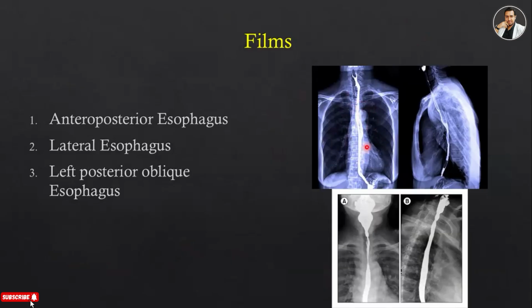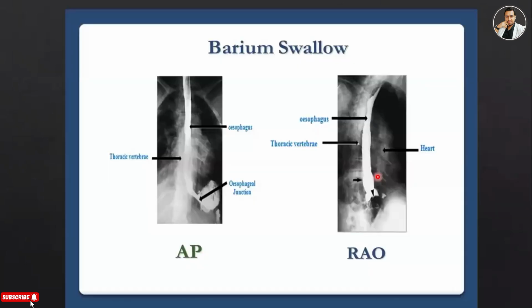This is the AP view. So in the AP view, we can see that the image is taken from the pharynx to the gastroesophageal junction, and also in the lateral view. And in this AP view, it's taken from the mouth to the mid heart, and also this is the oblique view, left posterior oblique view. So these are the views you have to take for this procedure.